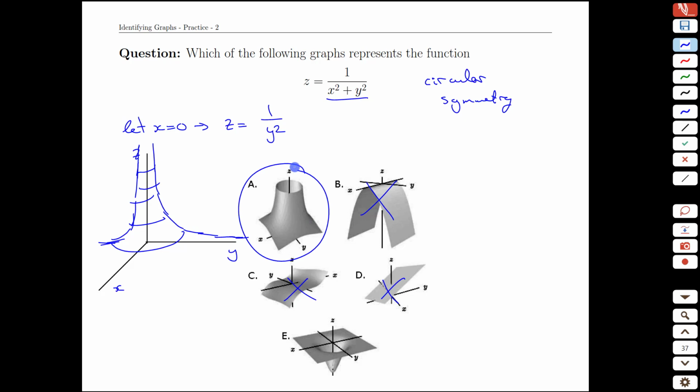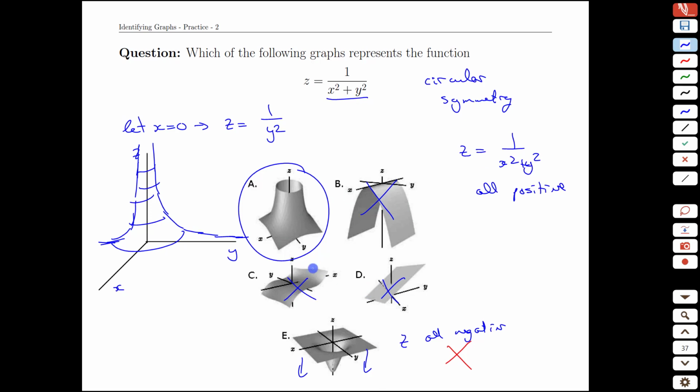We can go one step further in this case, though, and confirm that the signs of z make sense. If we look at E and A, the two competitors that were left after the circular symmetry, we can see here that the z's are all negative. We're always below the xy axis, whereas if we look at the z's for 1 over x squared plus y squared, these are all positive. And so there's a disconnect there. That graph cannot match the formula we've been given.